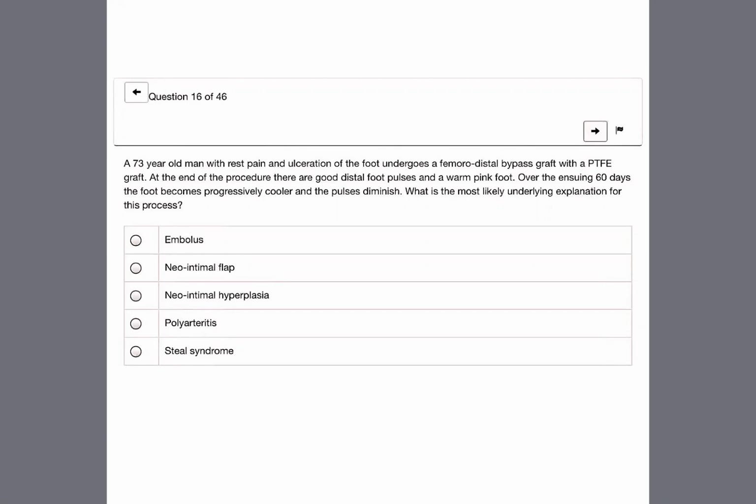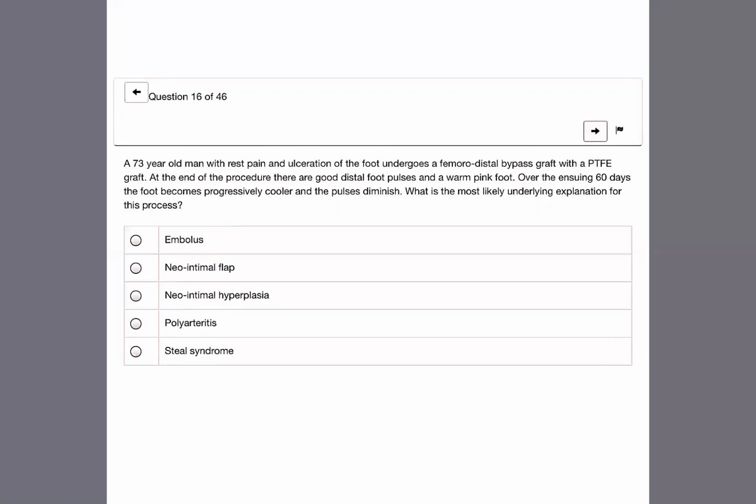A 73-year-old man with rest pain and ulceration of the foot undergoes a femorodistal bypass graft with a PTFE graft. At the end of the procedure, there are good distal foot pulses and a warm pink foot. Over the ensuing 6 days, the foot becomes progressively cooler and the pulses diminish. What is the most likely underlying explanation for this process? Intimal flap, new intimal hyperplasia, polyarteritis, steal syndrome.